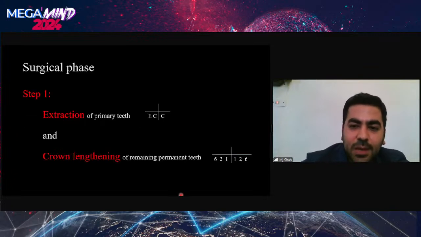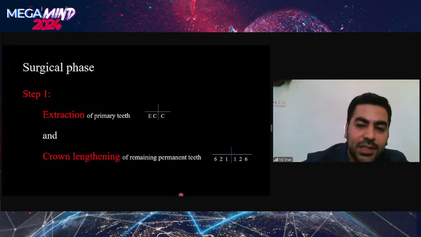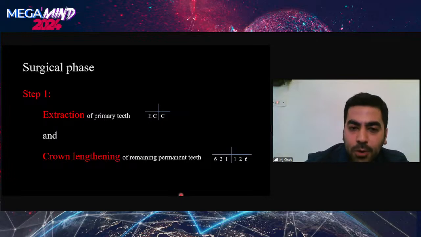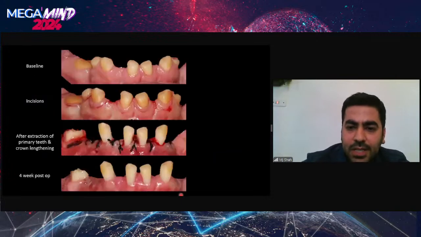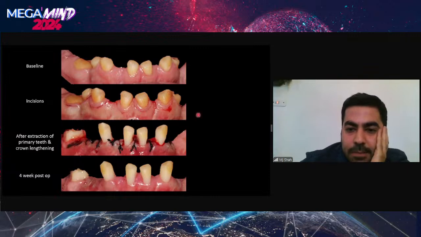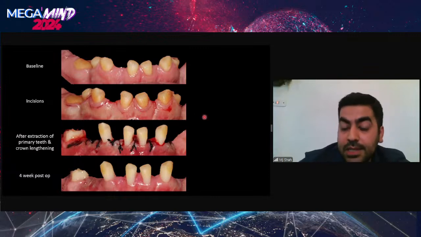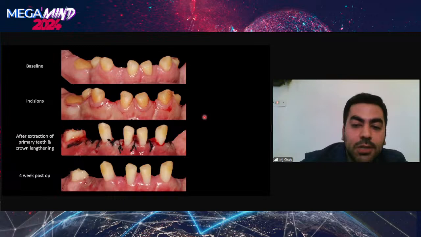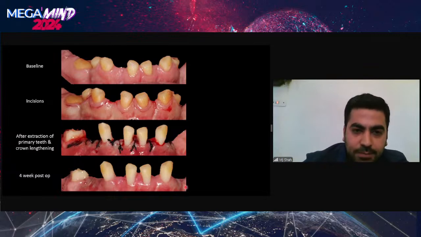In the first step, primary teeth were extracted and crown lengthening for the permanent teeth was performed. In this picture, you can see the baseline. Look at the incisors and look at the incisions in the second picture. As you can see, the incisions were planned to maintain at least 3 millimeters of keratinized gingiva for each tooth. And here is the 4-week post-op after the surgery.